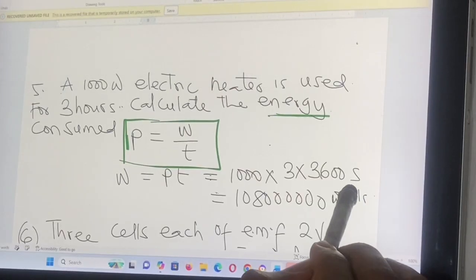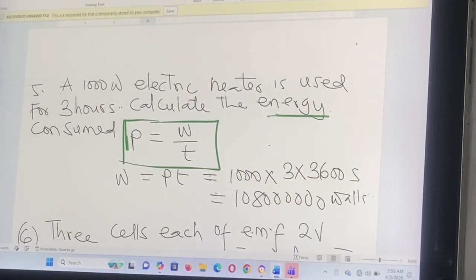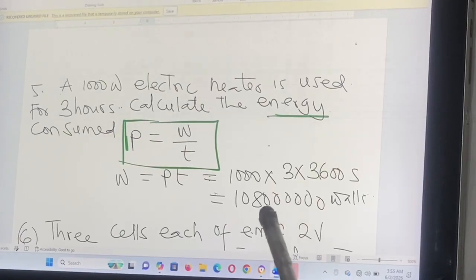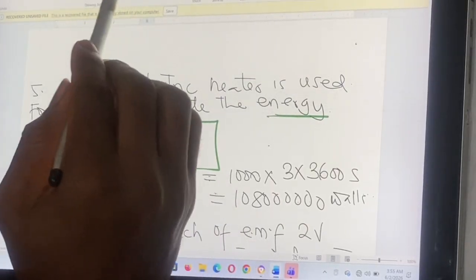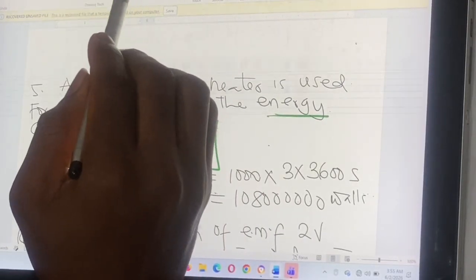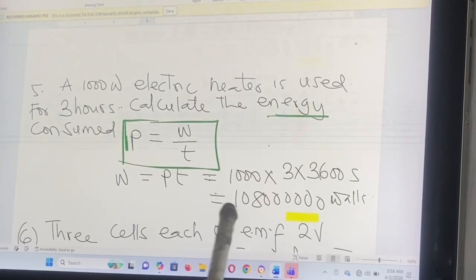You can also convert this to kilowatts, please. You can do that and write it in the comment section. If I'm converting this to kilowatts, what is going to be the answer?